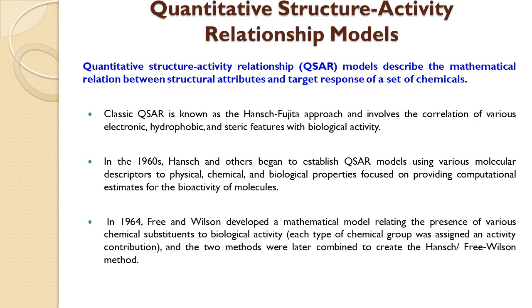In 1964, Free and Wilson developed a mathematical model relating the presence of various chemical substituents to biological activity, and the two methods were later combined to create the Hansch-Free-Wilson method.